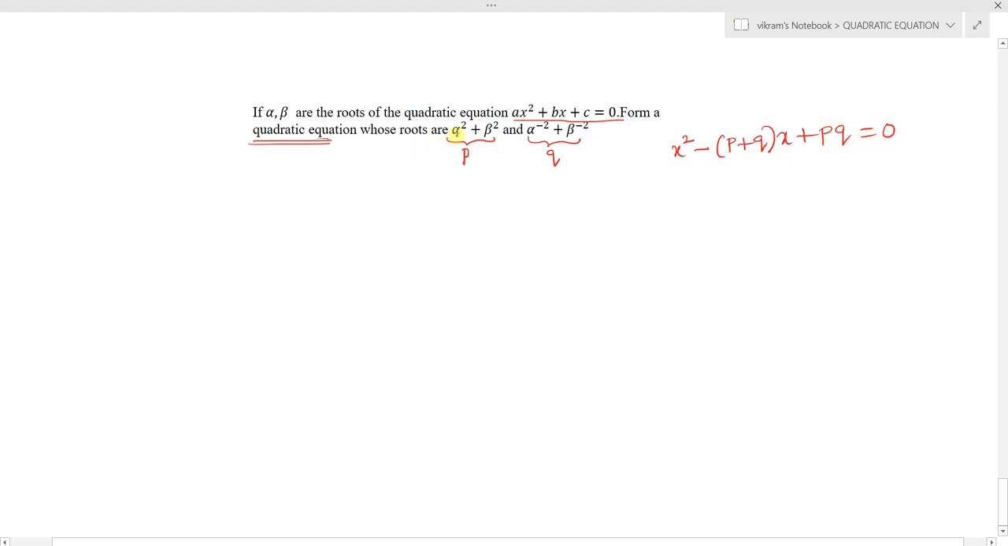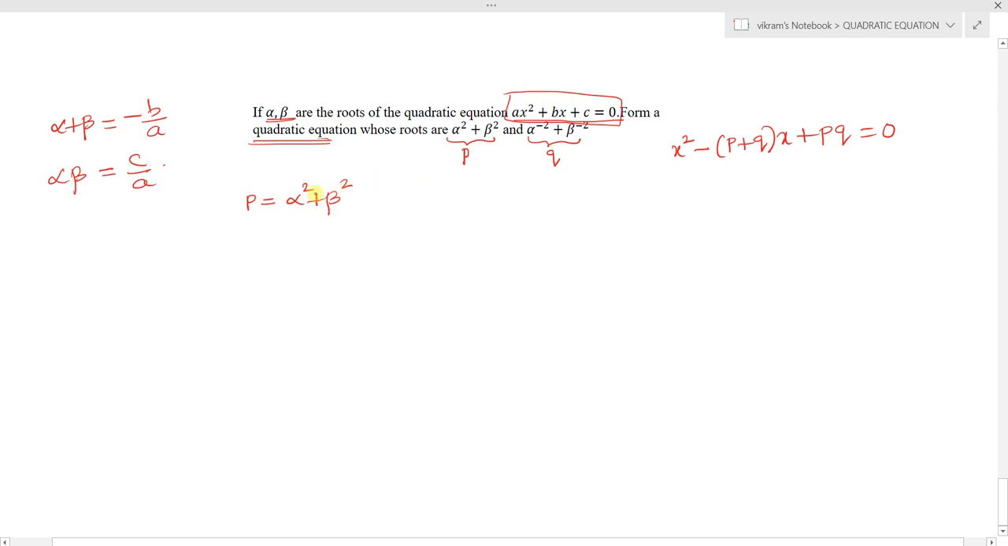That means now we need to find the sum and product of the roots, where p equals alpha square plus beta square and q equals alpha power minus 2 plus beta power minus 2. Then how to find this? Before that, he has given that alpha and beta are the roots of ax square plus bx plus c equals 0. Then we can write the sum of the roots alpha plus beta equals minus b by a, and alpha beta, the product of the roots, equals c by a. These are known to us. Now the first condition he has given: alpha square plus beta square is one root.